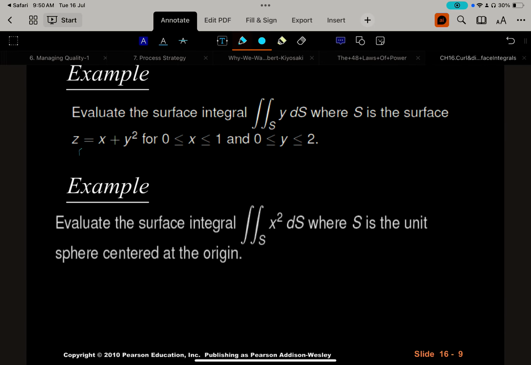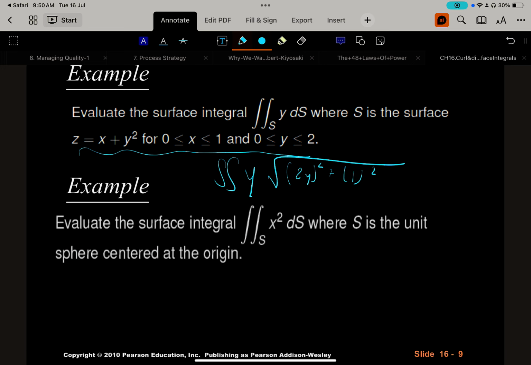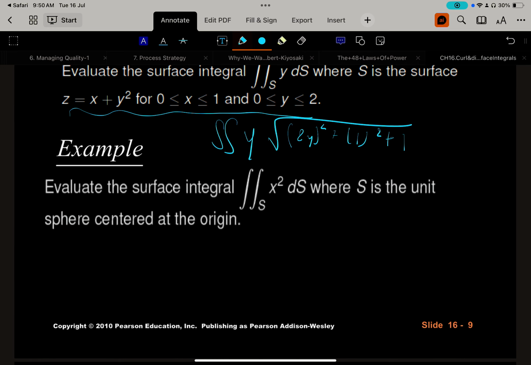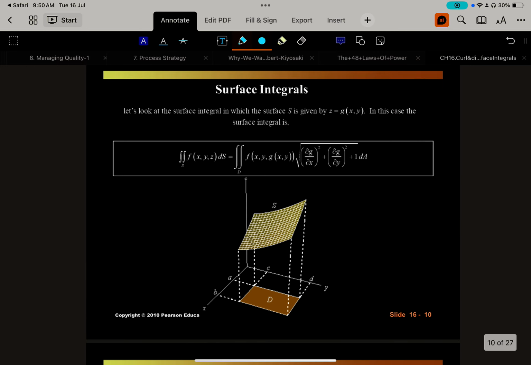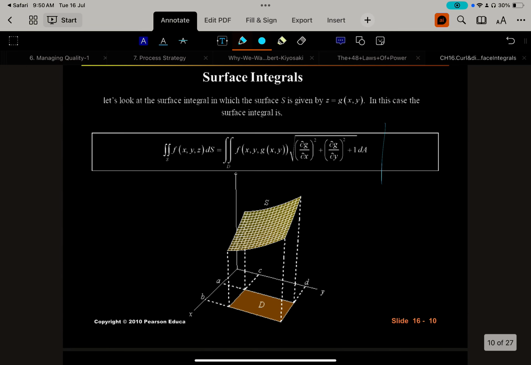Now this is the surface, and we want to evaluate it. We're just going to put y and then dS. We find z_y, so it's the square root of (2y) all squared plus 1, all squared plus 1, and that's basically how we evaluate. Of course dA is going to be dx dy, and we have the limits 0 to 1 and 0 to 2. Now this is our surface integral, and that's basically our definition.